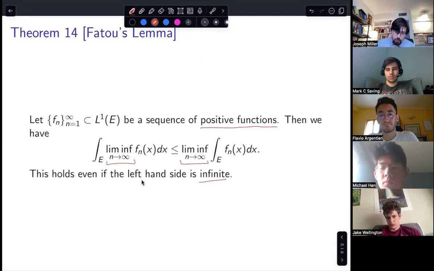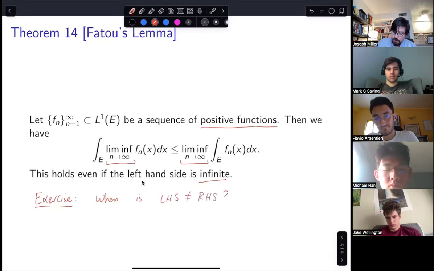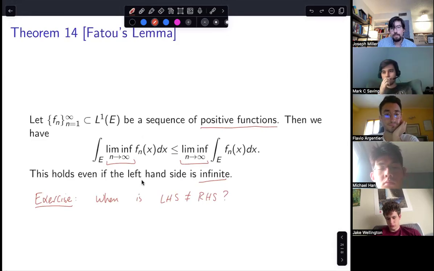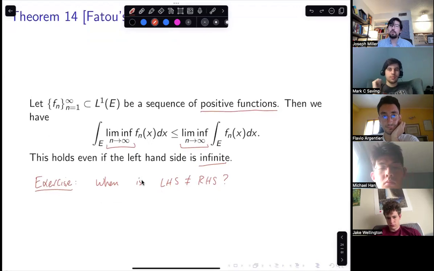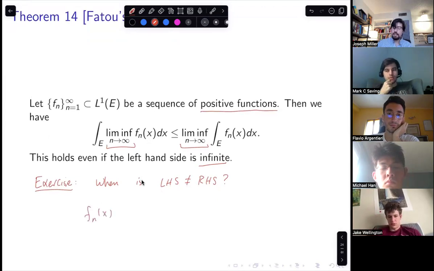Okay, as an exercise, let's look at when this fails. When is the left-hand side not equal to the right-hand side? In other words, can I construct something, for example, where the left-hand side is 0 and the right-hand side is 1 or something? Can anybody think of an example where this happens? Yeah, sure. You could take an indicator on n to n plus 1 and just slide it over. Yes, that's perfect.